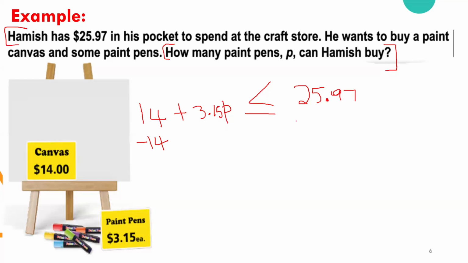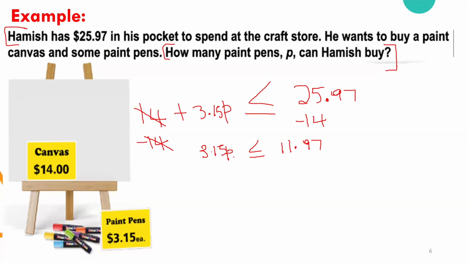Whatever you do to the left-hand side of the inequality symbol, you do the same thing to the right, just like in the equation, whatever you do to the left-hand side of the equal sign, you do the same thing to the right. So this is gone because 14 minus 14 is 0. Here we have 3.15p on our left. Let's write back our symbol. If you subtract these two, you are going to get 11.97.